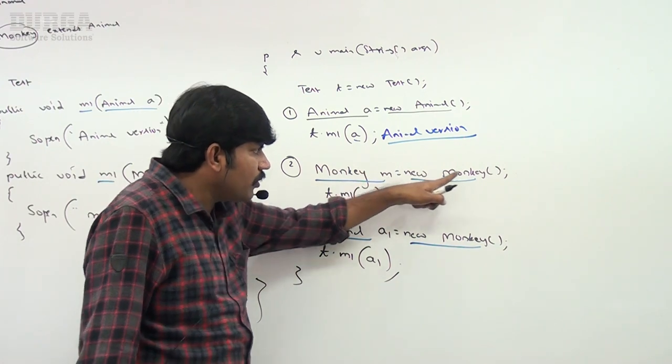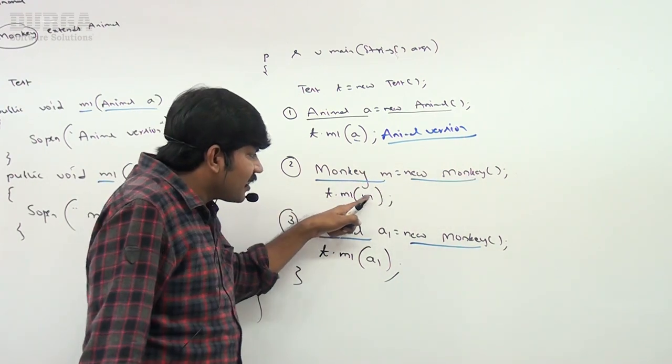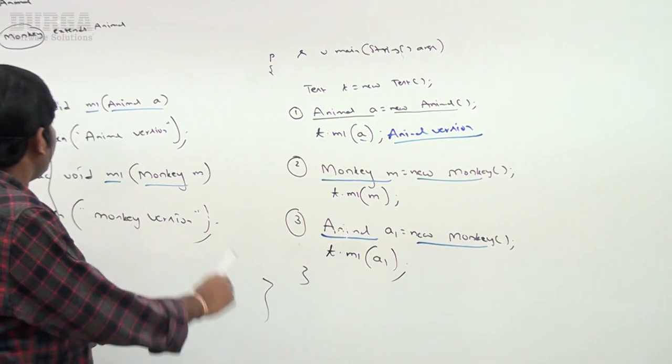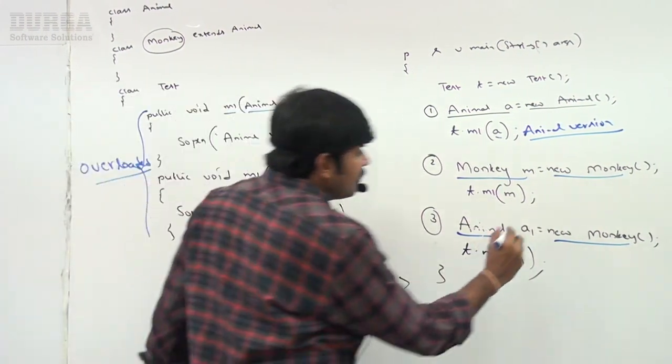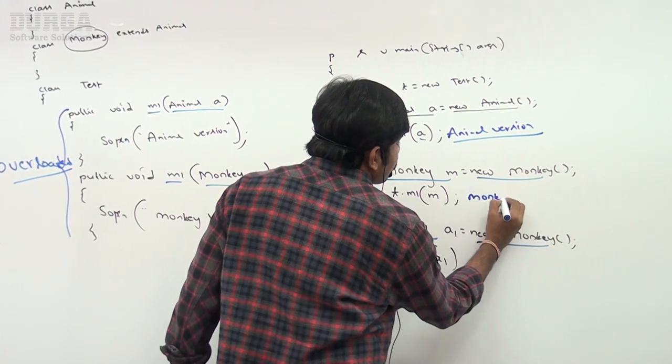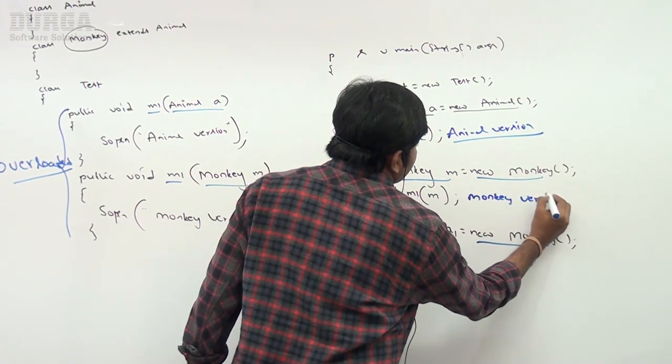Next, Monkey m is equal to new Monkey. t.m1 of m. m is Monkey, exact match is there. That's why, sir, monkey version. Like this, right?